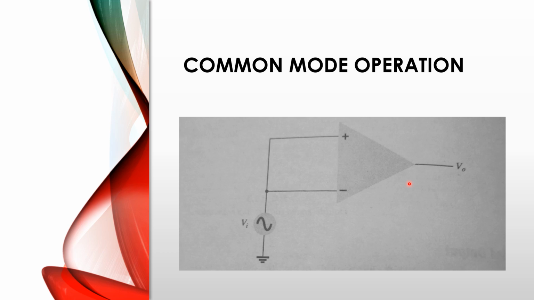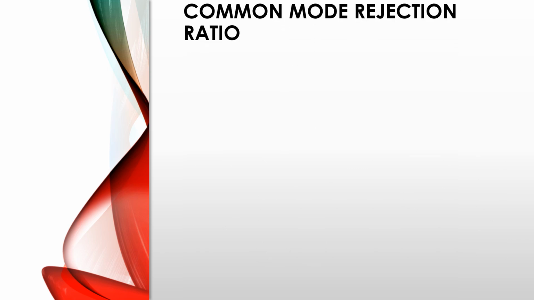But practically this is not possible. A small amount of signal voltage we will get from the output voltage. Okay, so this is the operation of common mode. Next we talk about the common mode rejection ratio. What is common mode rejection ratio?